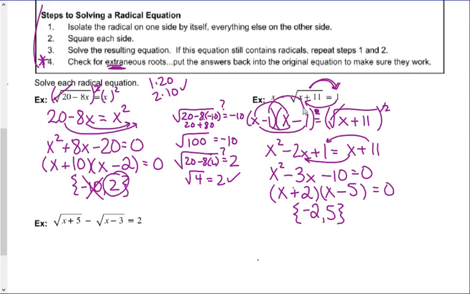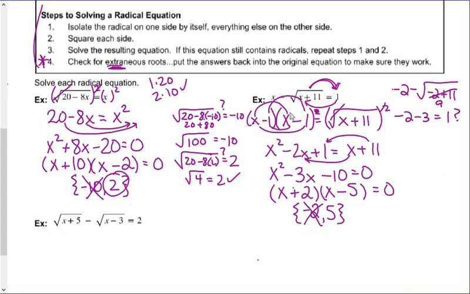Okay, so if I check, say, negative 2 minus the square root of negative 2 plus 11, is that equal to 1? Well, this gives me a 9. So the square root of 9 is 3, so I get negative 2 minus 3. Is that equal to 1? Absolutely not. So that's not going to work.